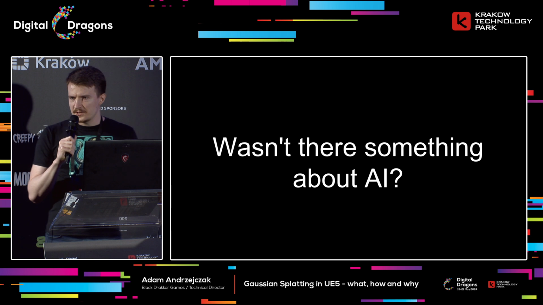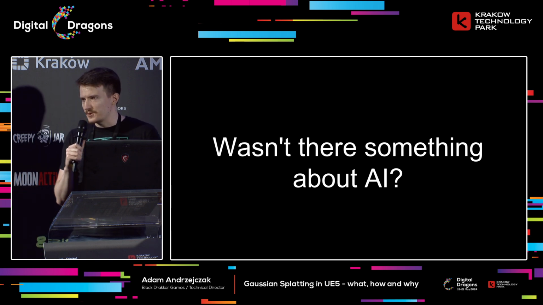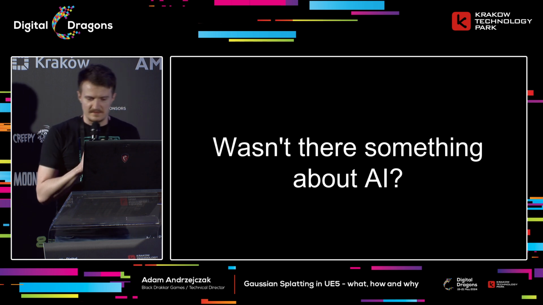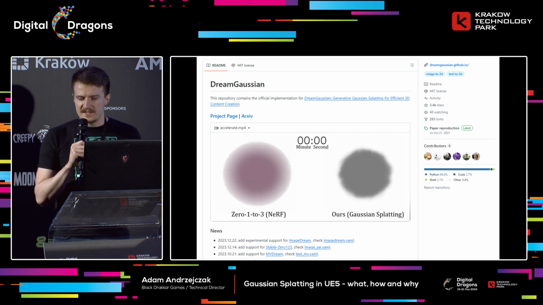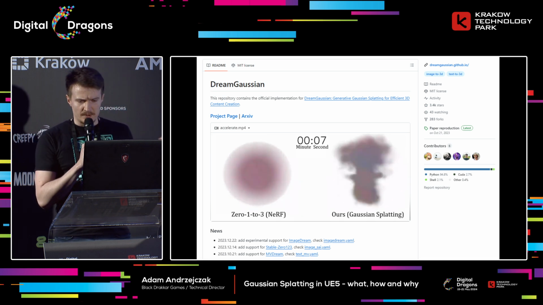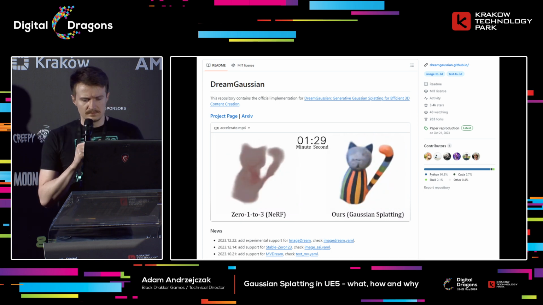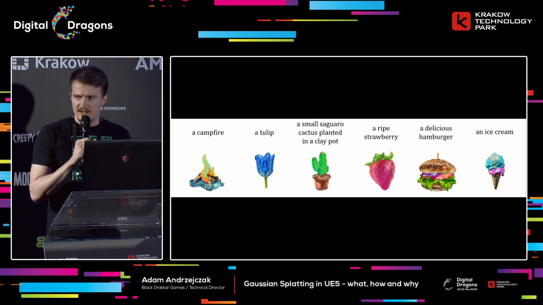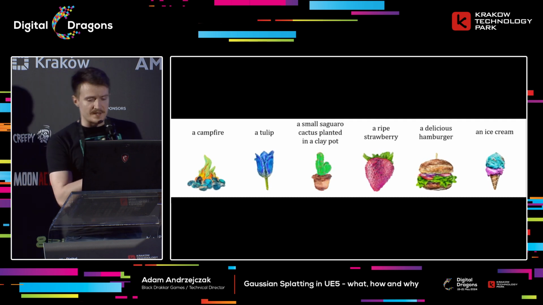So in this lecture description, I mentioned it is also possible to create Gaussians with AI. It's true, but not entirely. For example, the Dream Gaussian GitHub page provides an implementation of this approach. Once you download the code, it works offline on your PC. They provide examples of 3D Gaussians generated from short prompts like a campfire or an ice cream.